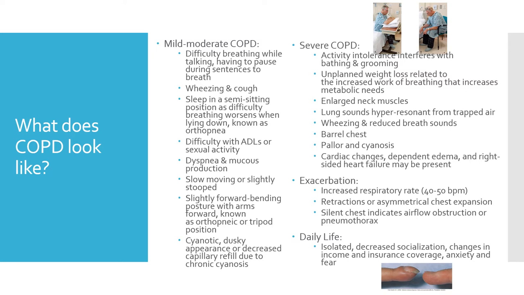You can see retractions and even a potential asymmetrical chest expansion where one side is inflating more than the other. And that could be due to the trapped air on one side or a pneumothorax, a lung collapse. We'll get into some of those in a little while. That silent chest, though, indicates that there is a complete airflow obstruction. No air is moving back and forth, so you have no breath sounds. So that's the silent chest, and this is an emergency. So it could be from that obstruction or the pneumothorax.